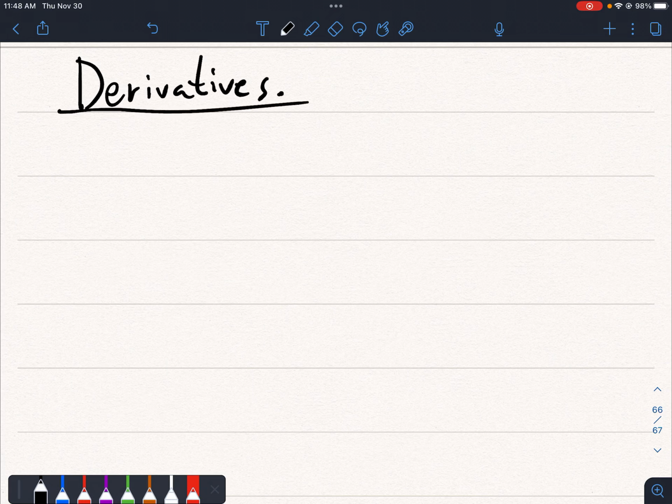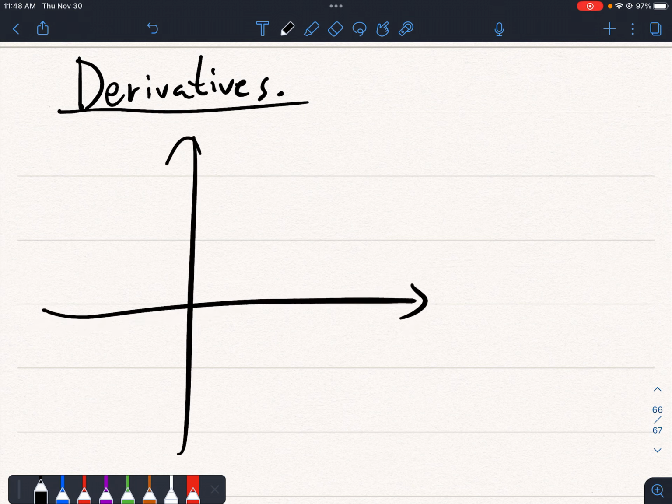Okay, so in this video, I will talk about derivatives, until I talk about integrals. So everything will be related to derivatives. So what is a derivative? It is the instantaneous rate of change of a function at a point.